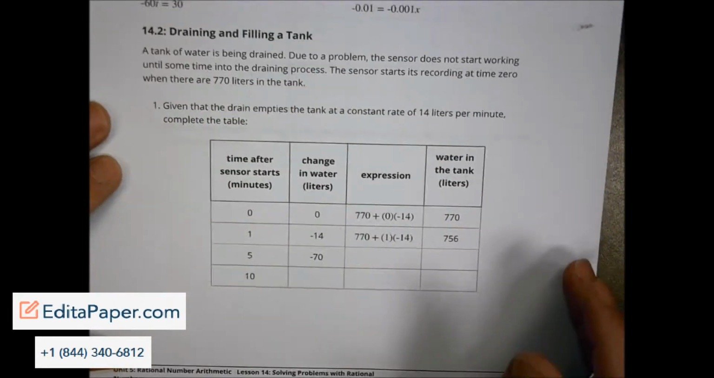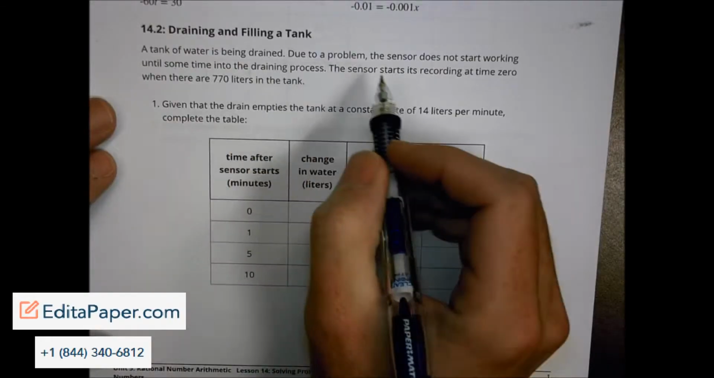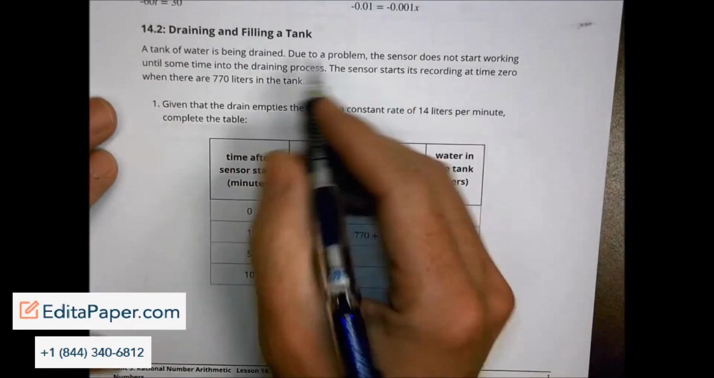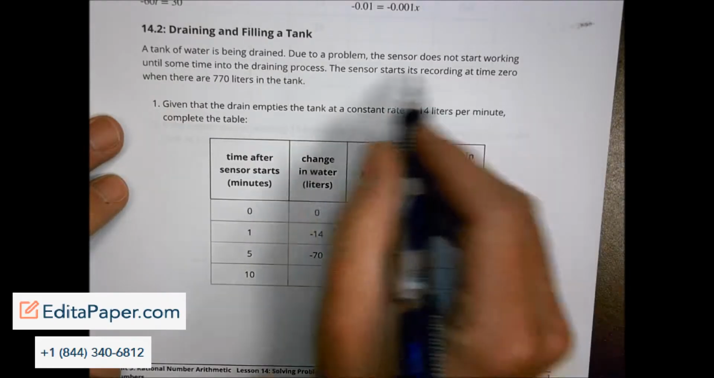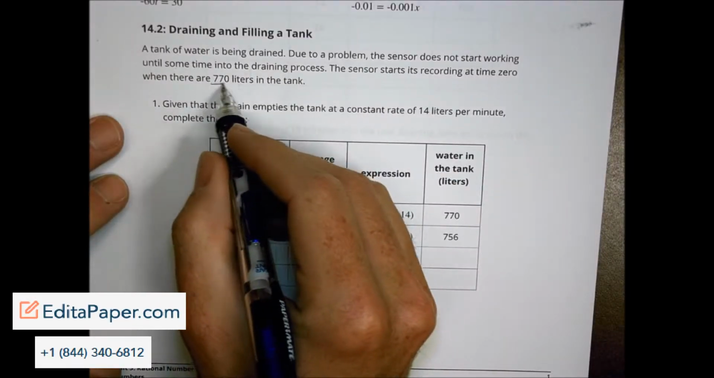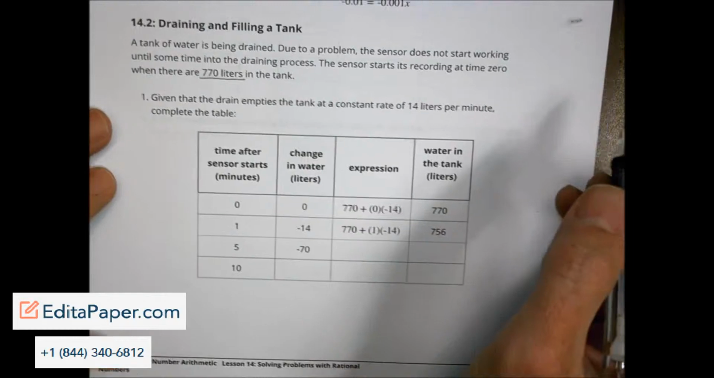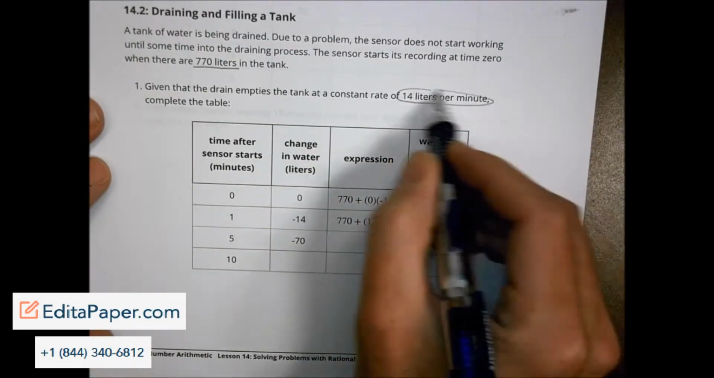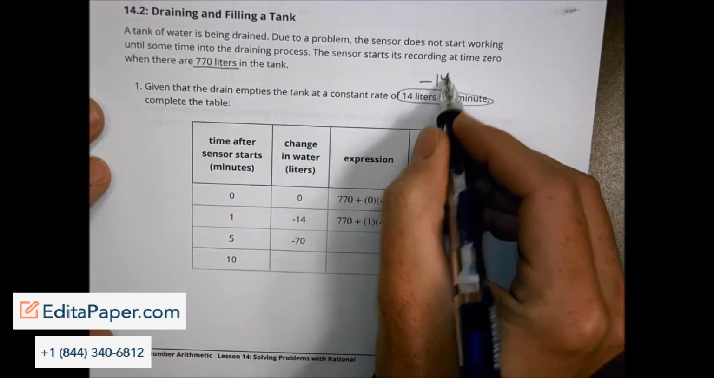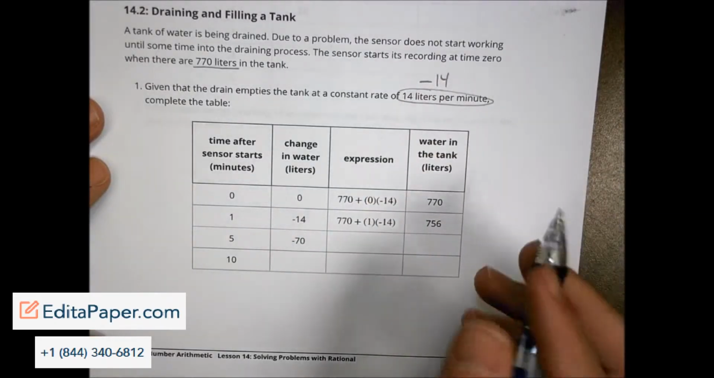Okay. So it says a tank of water is being drained. Due to a problem, the sensor doesn't start working until some time in the draining process. The sensor starts its recording at time 0 when there are 770 liters in the tank. Given the drain empties at a constant rate of 14 liters per minute, now again we're draining, so that's a negative 14 liters per minute, complete the table.